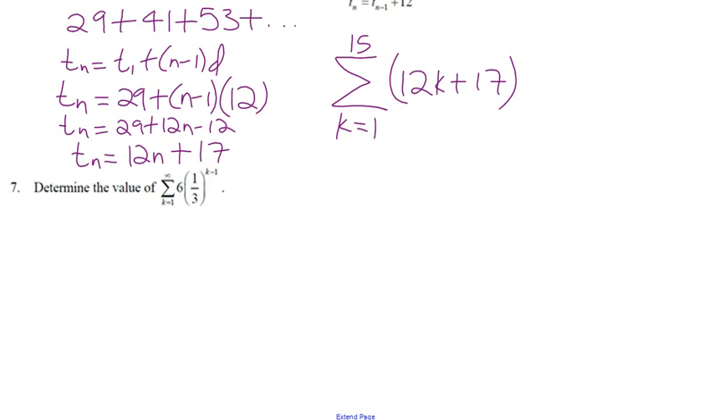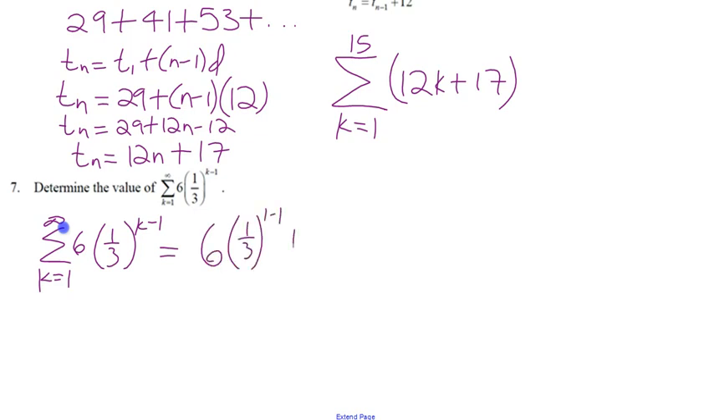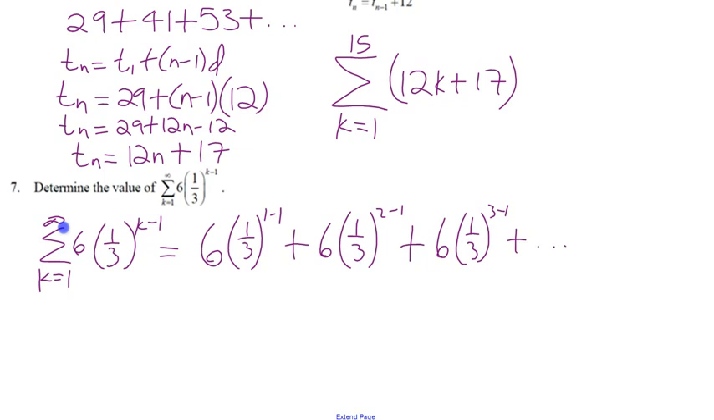Okay, so what we're going to do is figure out the first few terms of this series, because it's easier to work from actual terms, like 2, 4, 8, than it is to work from a sigma. So sigma k equals 1 to infinity, 6 times 1 third to the k minus 1. So it's 6 times 1 third to the 1 minus 1, plus 6 times 1 third to the 2 minus 1, plus 6 times 1 third to the 3 minus 1, plus dot dot dot. And I really do mean dot dot dot this time, it never does end. So it's 6 plus 2 plus 2 thirds.